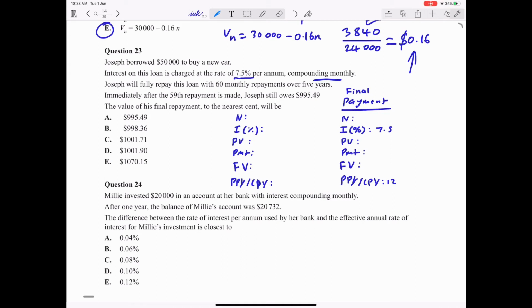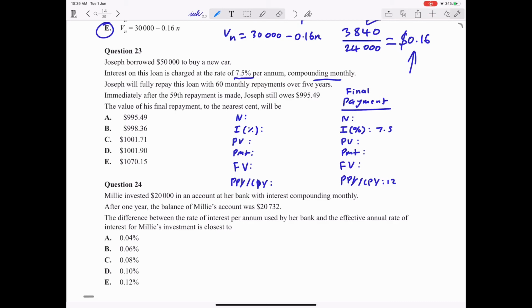Joseph borrowed $50,000 to buy a new car. Interest on the loan is charged at the rate of 7.5% per annum, compounding monthly. Joseph will fully repay this loan with 60 monthly repayments over 5 years. Immediately after the 59th payment is made, Joseph still owes $995.49. The value of his final repayment, to the nearest cent, will be.